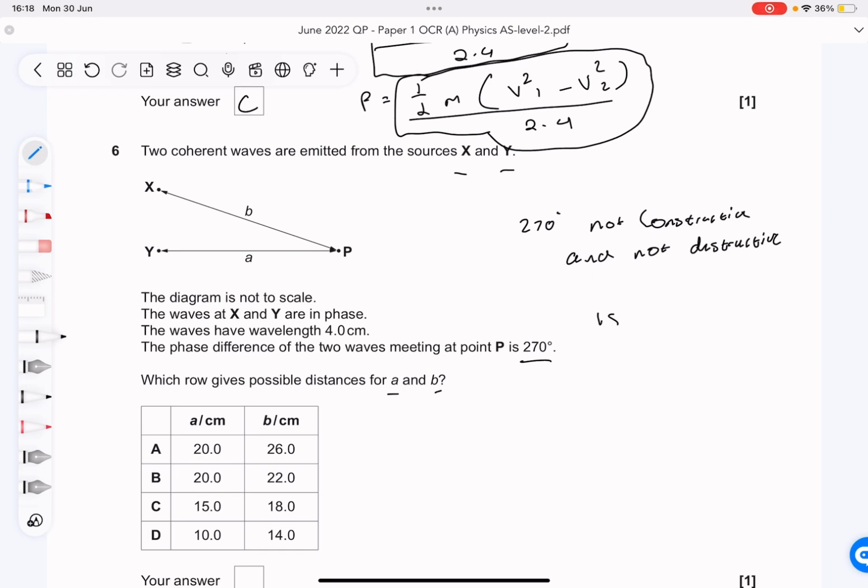Because 180 degrees, a phase difference of 180, is destructive. I'll just call it destruct as a shorthand for destructive. And 360 degrees is construct, again just a shorthand for constructive. Now 270 is in between these two values, so it's neither fully destructive nor fully constructive.